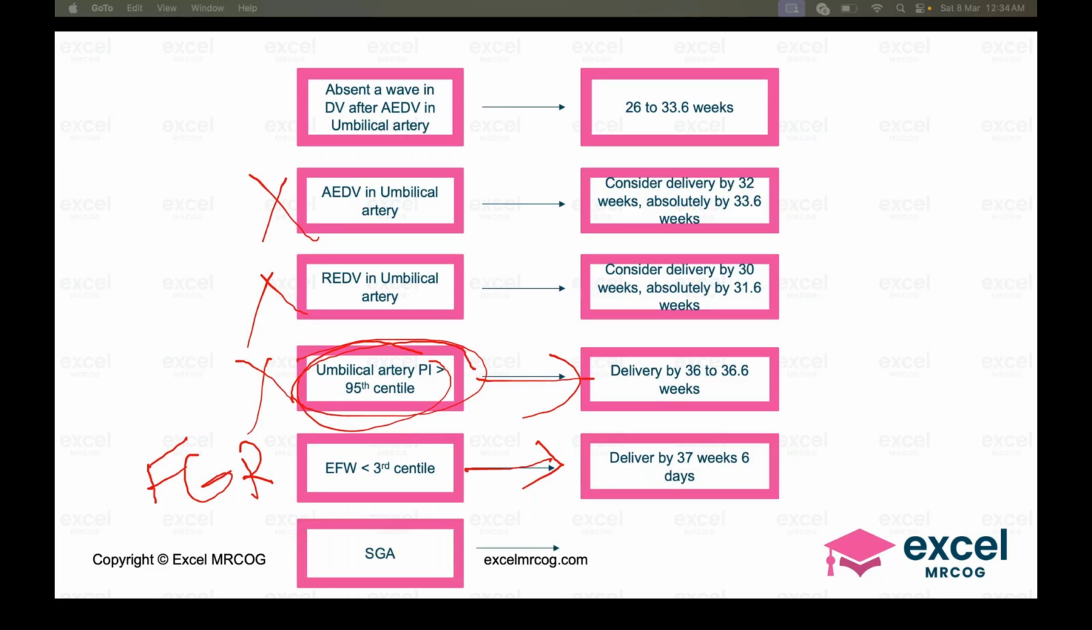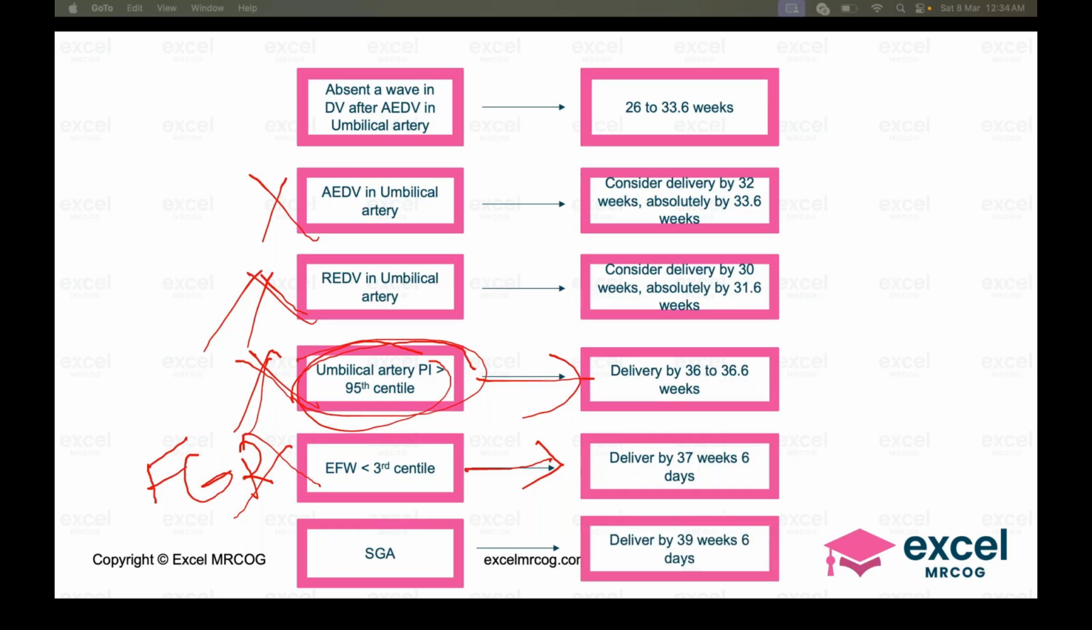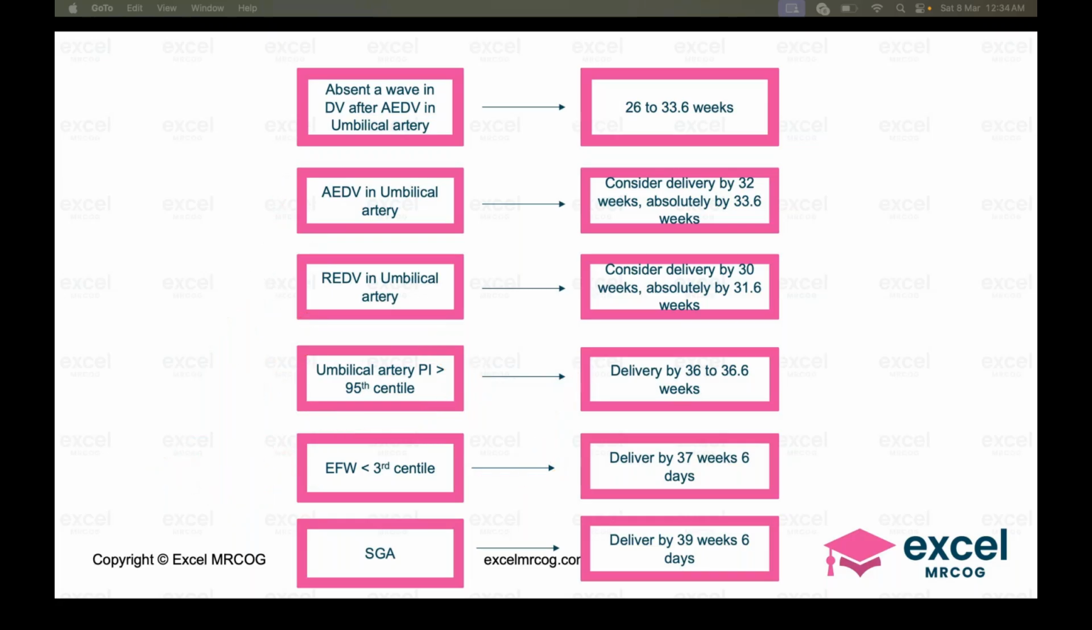SGA, no other factor. So this is not there, this is not there, this is not there. Only less than 10th centile. Deliver by 39 weeks, 6 days. Start delivery at 39 weeks and try to deliver within that week is what they are trying to say. So this is the important slide from this presentation. Do not go beyond 40 weeks.